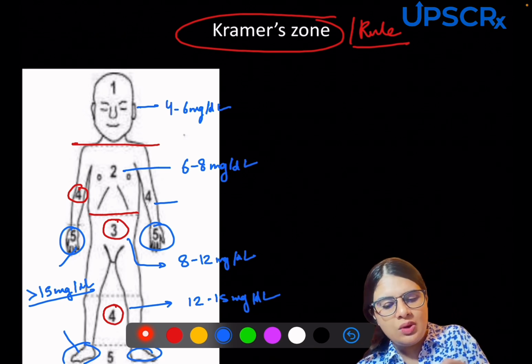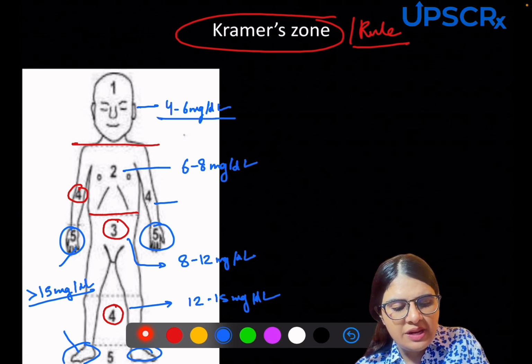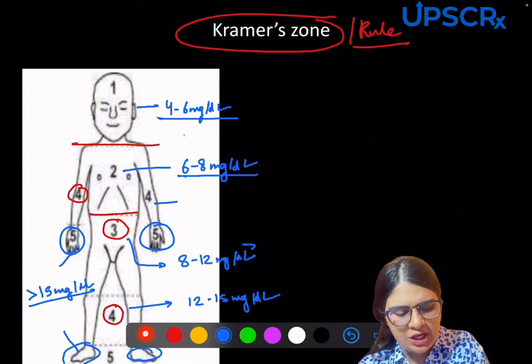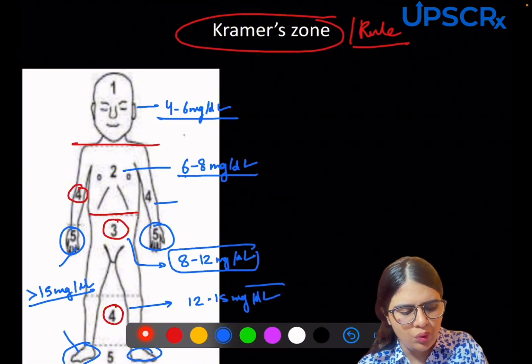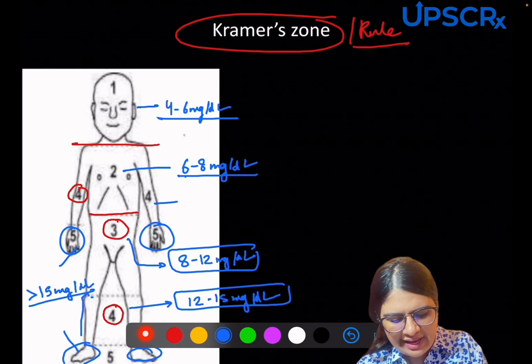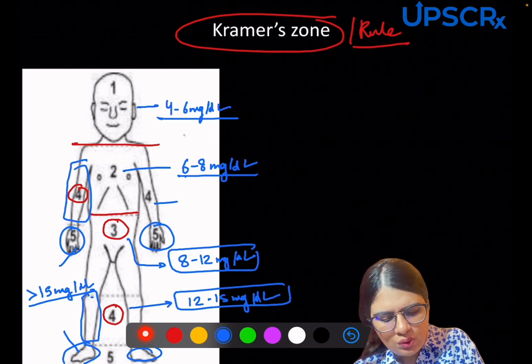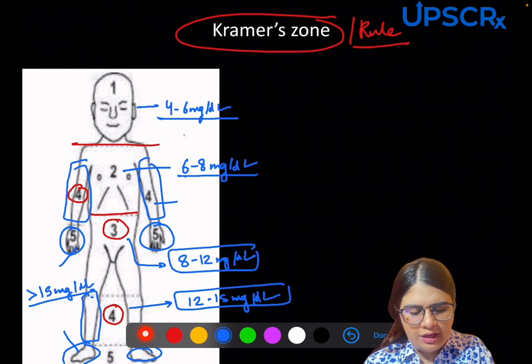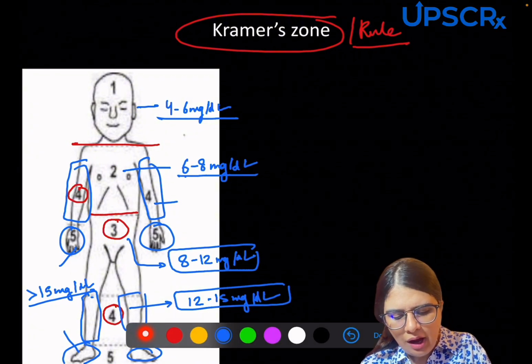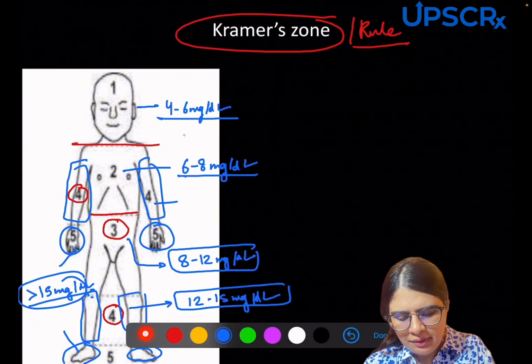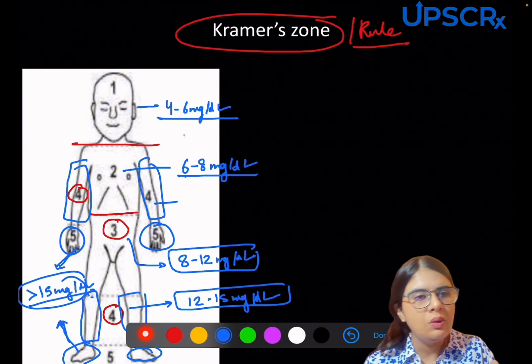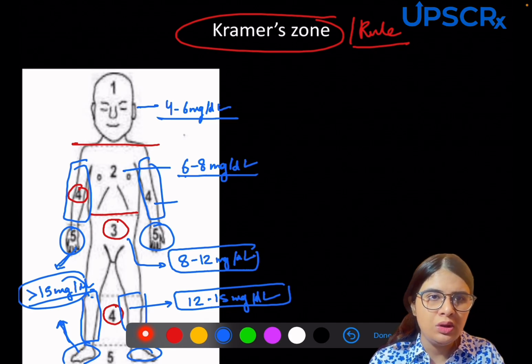Again, I'll repeat: zone 1 is 4 to 6 milligram per deciliter, zone 2 is 6 to 8, zone 3 is 8 to 12, and zone 4 is 12 to 15. Zone 4 includes the legs and arms. Palms and soles are more than 15 milligram per deciliter. Kramer's zone or Kramer's rule is asked separately also. This is very important.